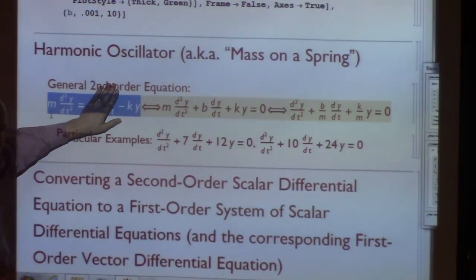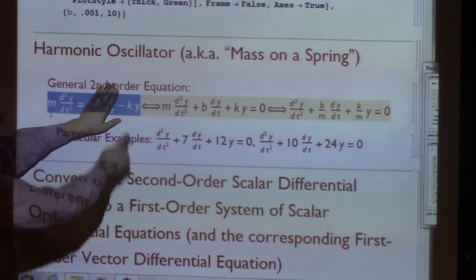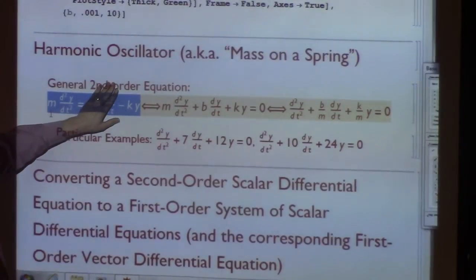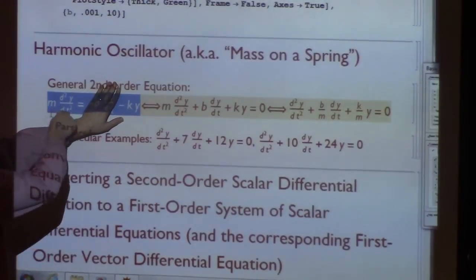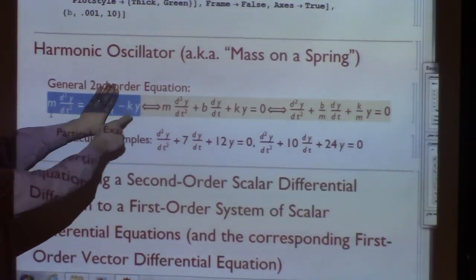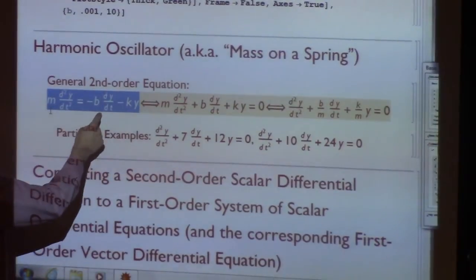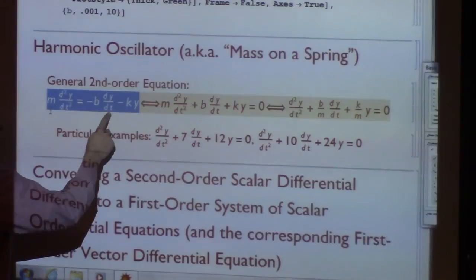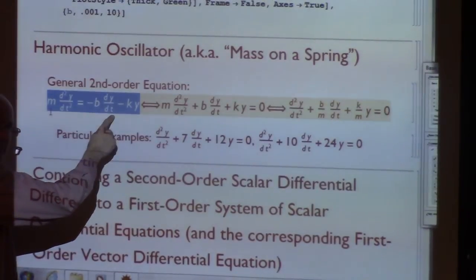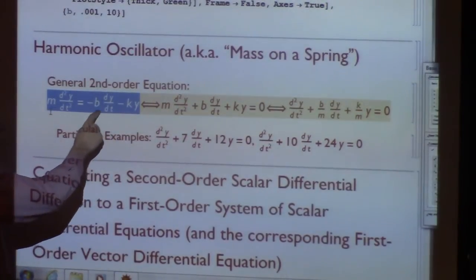Y is the displacement of the mass from equilibrium. K is the proportionality constant. Actually, negative K is the proportionality constant for that force. MA, mass times acceleration, equals the force. Now when we include damping, the damping we include looks like this. It's proportional to the velocity. And in this book, the constant of proportionality is called negative B.